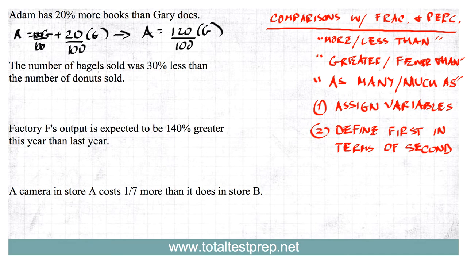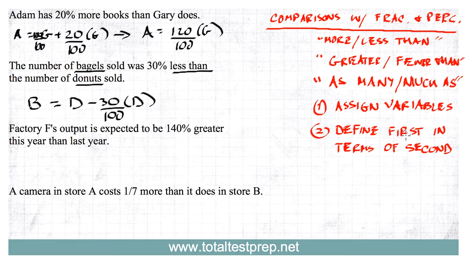Let's take a look at the second one. In this statement, we're told that the number of bagels sold was 30% less than the number of donuts sold. So we're comparing the number of bagels with the number of donuts. This is a comparison. It's 30% less than. So I'll use B for bagels, D for donuts. Bagels is mentioned first, which means that we're defining the number of bagels in terms of the number of donuts. The 30% less than means we subtract 30%. So now the number of bagels is equal to the number of donuts minus 30%. Again, you can't have a percent by itself in a word problem, so it's minus 30% of D.